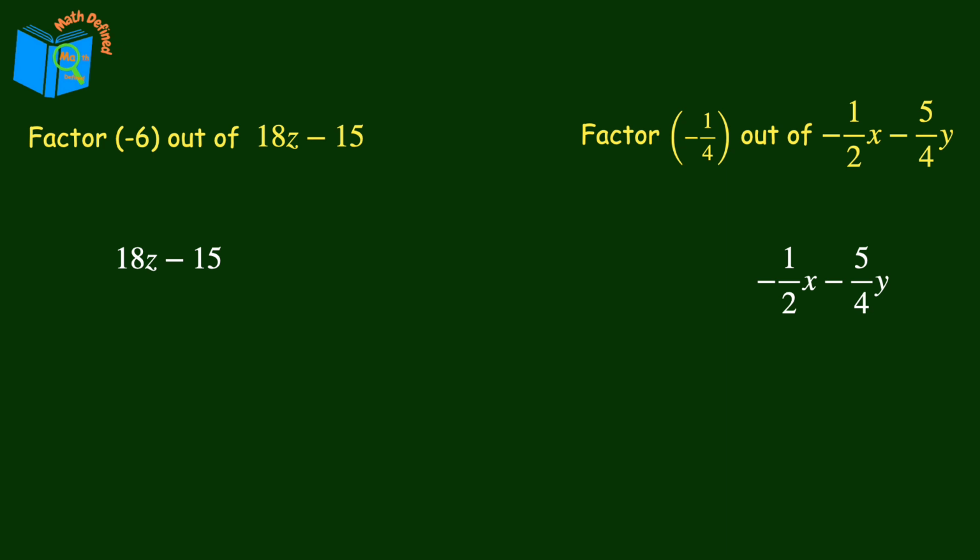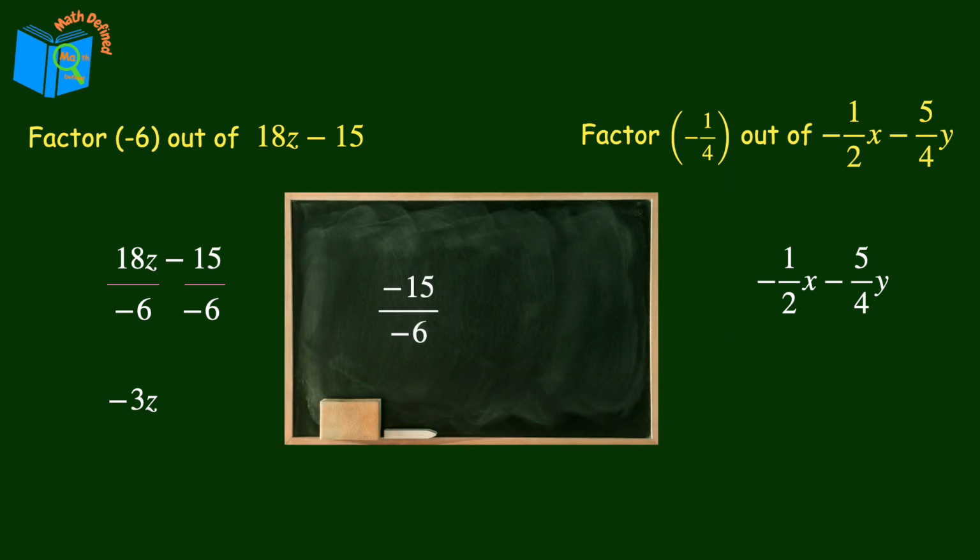Since factoring is dividing, we'll divide each term by negative 6. Positive 18z divided by negative 6 is negative 3z. And then we'll divide negative 15 by negative 6. So negative 15 divided by negative 6 is a fraction. And because both the numerator and the denominator are negative, this fraction becomes positive 15 over 6.